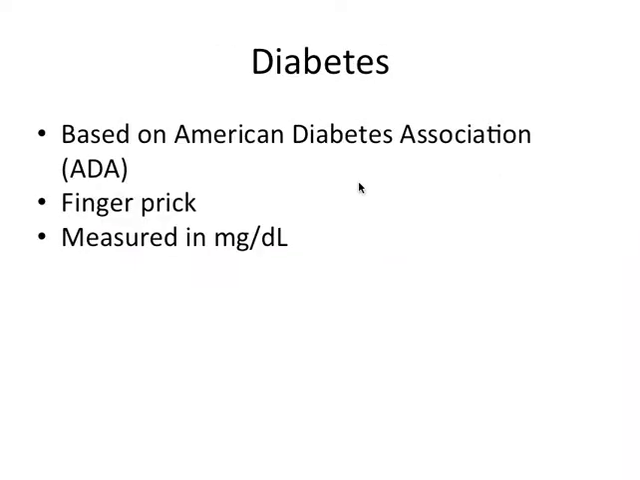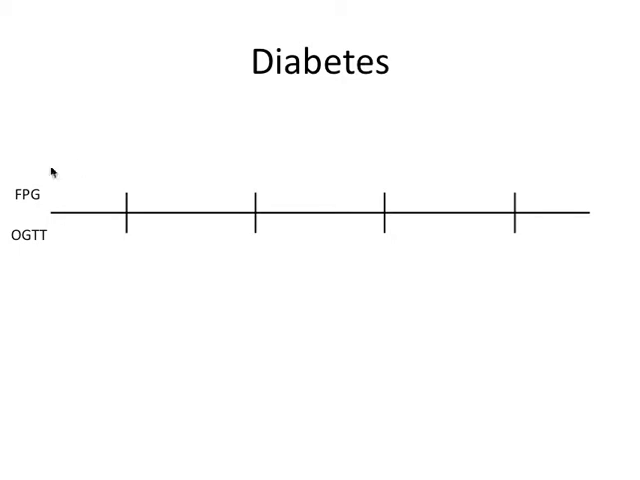Okay, so now diabetes. These measurements are based on the American Diabetes Association, typically taken with a finger prick and a glucometer, and then measured in milligrams per deciliter of blood. So for this one, we'll have the same setup, so it makes it nice and easy to remember. Horizontal line with four tick marks, but this time we're going to have two different test categories.